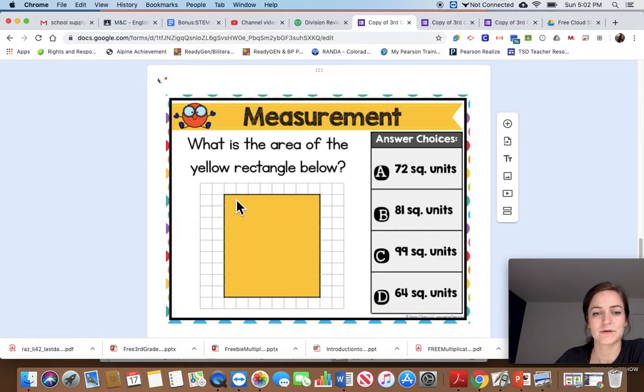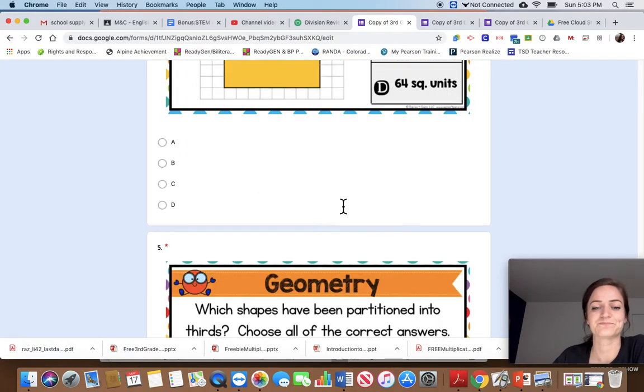Okay, so let's count the dimensions. Remember, when we're doing area, we're finding how many squares are on the inside. We're multiplying the length times the width to find the area. So let's count. 1, 2, 3, 4, 5, 6, 7, 8. 1, 2, 3, 4, 5, 6, 7, 8, 9. So this is an 8 by 9. And if I'm multiplying, I'm going to take 8 times 9. If you need to do your 9s trick, go ahead and do your 9s trick. But 8 times 9 is 72. So you should have written A as your right answer. If you got it right, go ahead and give yourself 10 points.